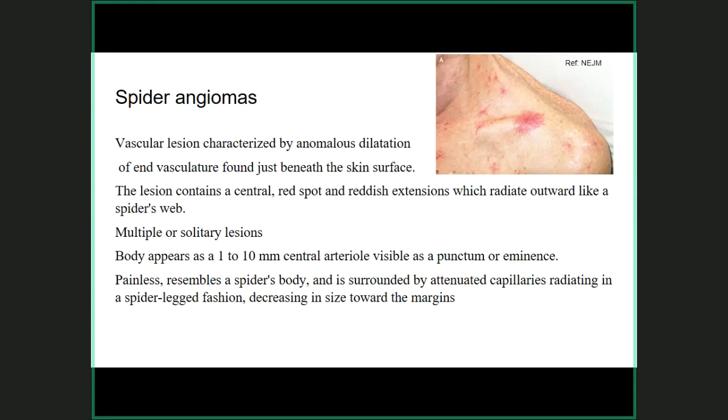Moving on to this interesting feature, spider angiomas. This is a vascular lesion characterized by dilatation of the end vasculature just underneath the skin surface. Just like the name suggests, it looks like a spider. It's got a central spot with reddish extensions that radiate out like a spider's web. It could be multiple, it could be single. They're painless, and they do blanch.